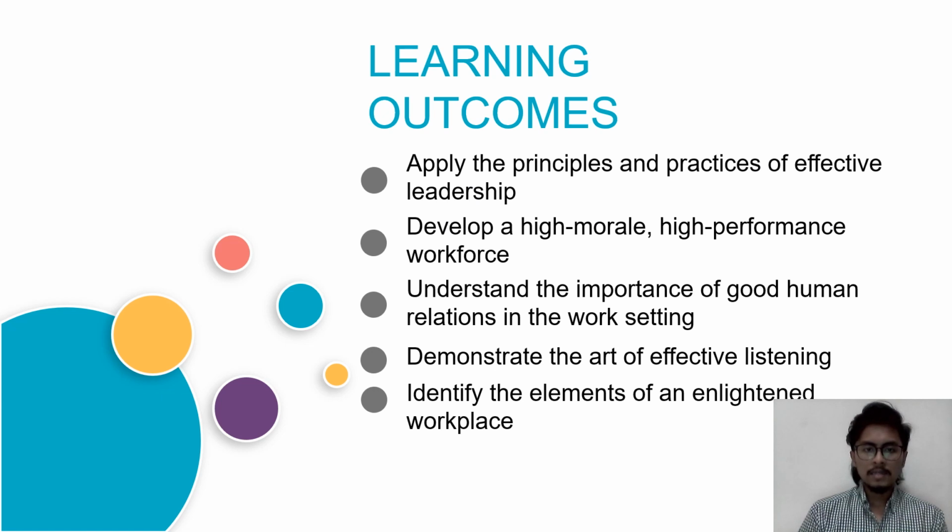In this topic, there are 5 learning outcomes. The first one is apply the principles and practices of effective leadership. Second one is develop a high moral, high performance workforce. The next one is understand the importance of good human relations in the work setting. The fourth one is demonstrate the art of effective listening. And the last one is identify the elements of an enlightened workplace.